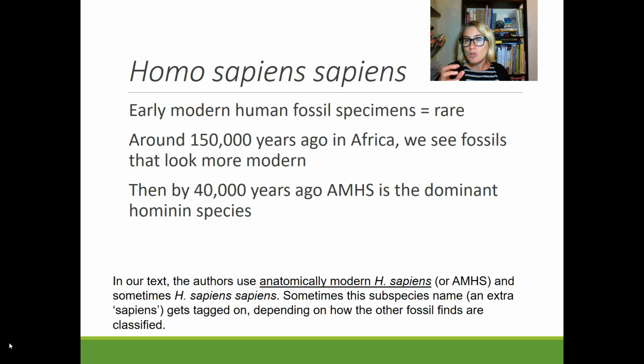So these early Homo sapiens or anatomically modern Homo sapiens fossils are quite rare actually. You would expect to find quite a few of them, but we have not that many in that transition period that we're really interested in, wherein we should see the emergence of them. But by 150,000 years ago, the fossils in Africa began to look more like what we would expect of an anatomically modern Homo sapiens. And by 40,000 years ago, we do not have fossils of any other hominins. In fact, anatomically modern Homo sapiens is the dominant hominin species.